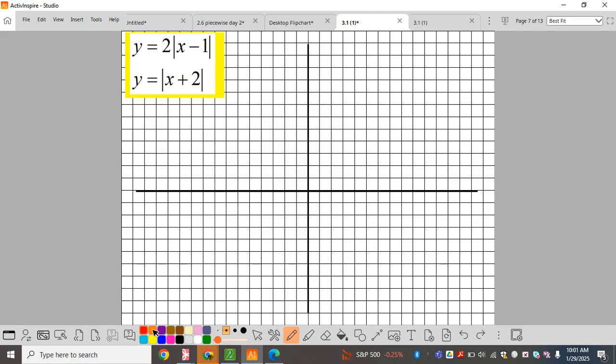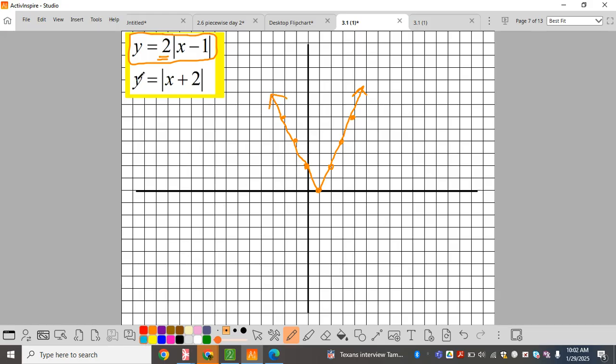Okay, next. Let's try this orange one here. Minus 1, we go right 1. There's a vertical stretch with a scale factor of 2. That means you're going to go up 2 over 1, up 2 over 1, up 2 over 1. Okay, so my graph is going to go that way. So it becomes narrower.